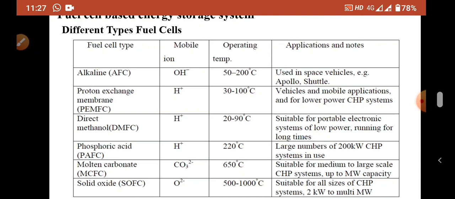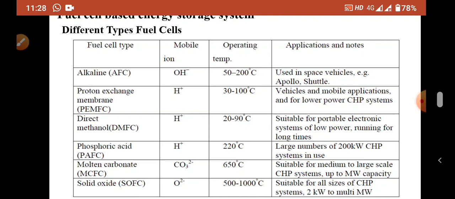Phosphoric acid operates at a high temperature, 220 degrees Celsius. Since it is operating at a high temperature, cogeneration is possible, about 200 kW CHP systems. Molten carbonate, here also the temperature is very high, so it is suitable for medium to large scale CHP systems. CHP means combined heat and power, and up to megawatt capacity.